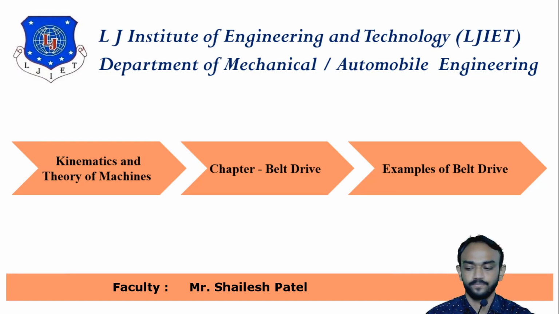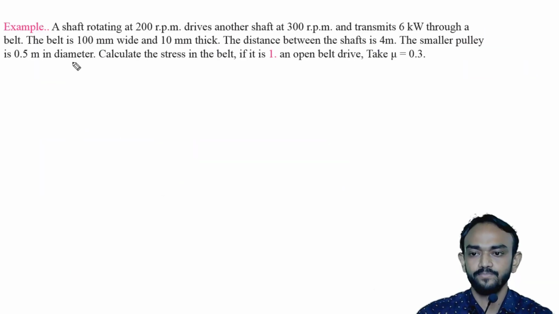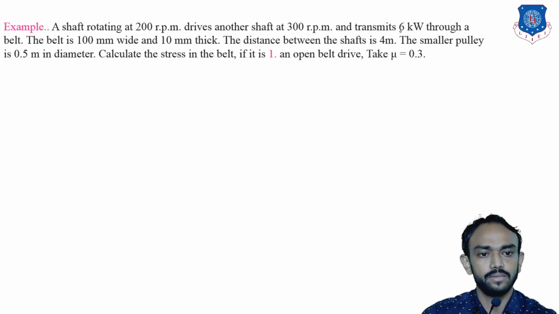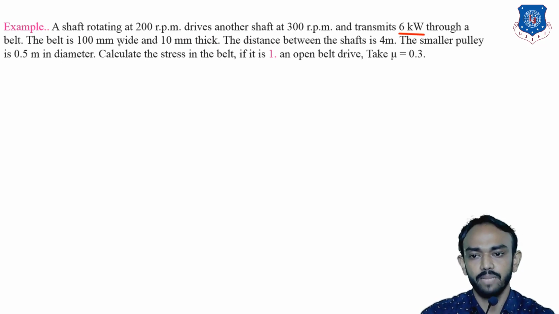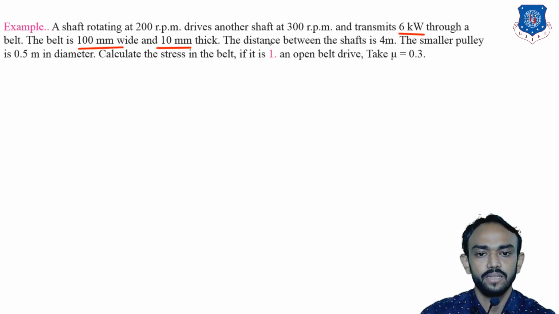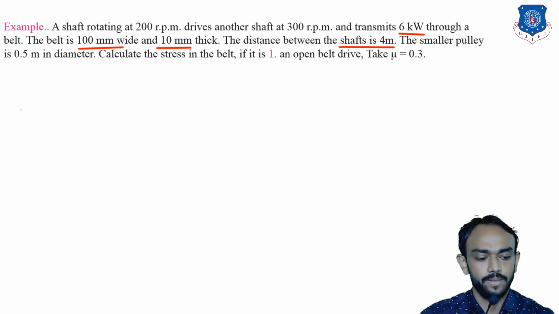Okay, let's start. You can see here the shaft rotating at 200 rpm drives another shaft at 300 rpm. It transmits 6 kilowatt through the belt. The belt is 100 mm wide, so the width and thickness of the belt are given. The distance between the two shafts, x, is given. The smaller pulley is 0.5 meter in diameter. Calculate the stress.